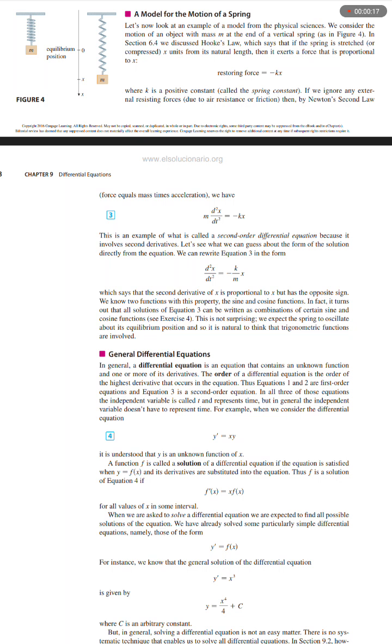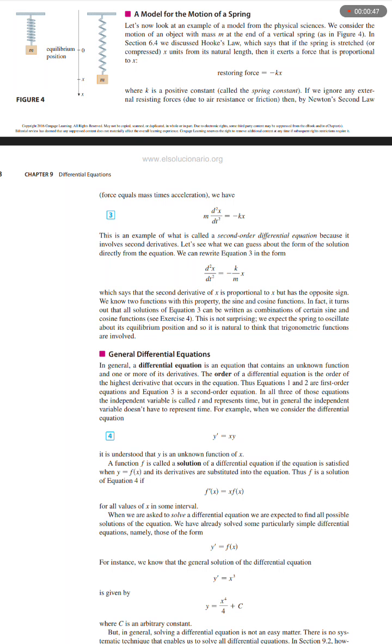In section 6.4, we discuss Hooke's law, which says that if the spring is stretched or compressed x units from its natural length, then it exerts a force that is proportional to x. Restoring force equals negative kx, where k is a positive constant called the spring constant.